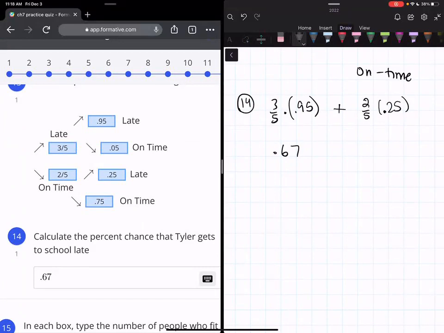I just typed it in wrong. No, I got 67. Did you multiply this together, and multiply that together, and then add them? Okay.